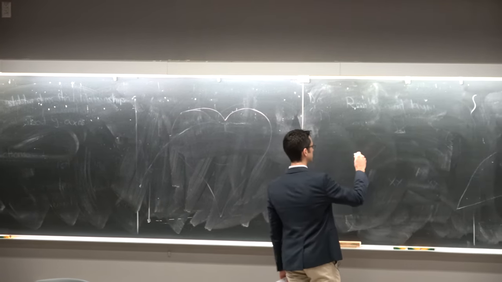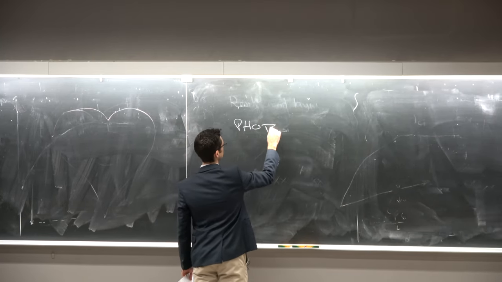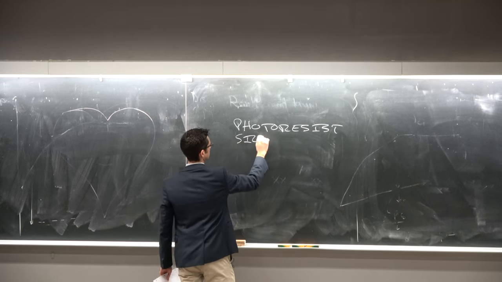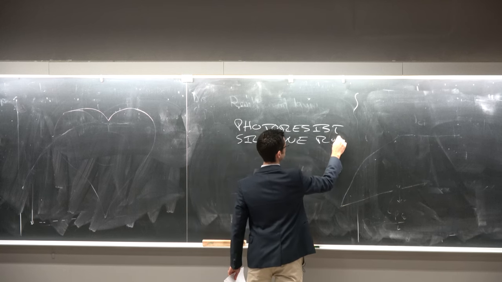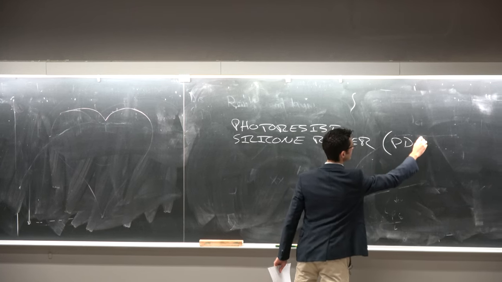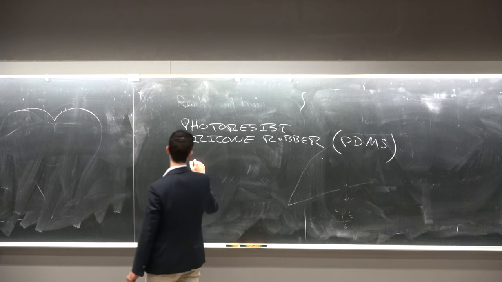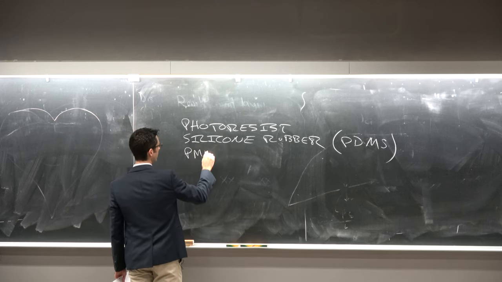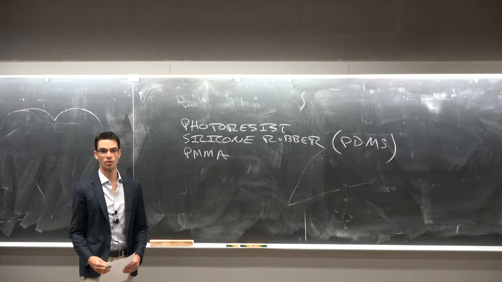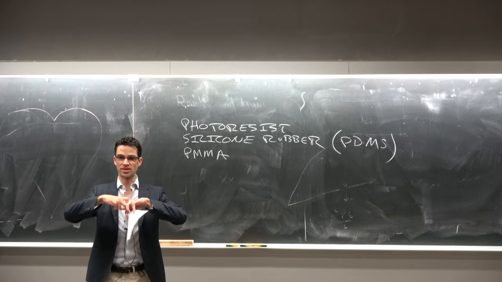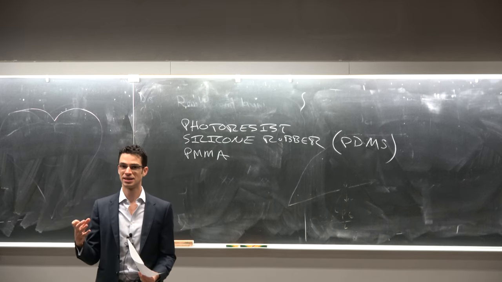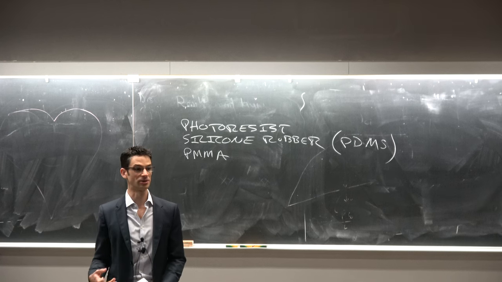Well, particularly some materials like photoresist. Silicone rubber, also known as polydimethyl siloxane or PDMS. We talked about polymethyl methacrylate, PMMA, it's poly mixed martial arts. We talked about block copolymers, so polymers that are tethered together covalently so that they can't separate like oil and water, so that they form these cubic or lamellar or hexagonal or gyroidal phases.